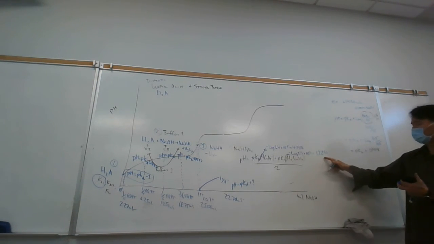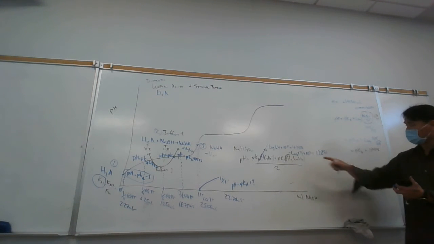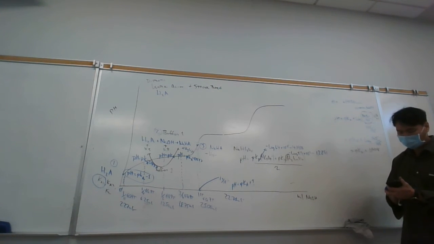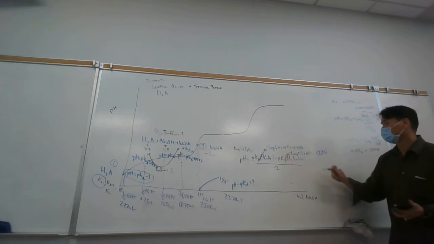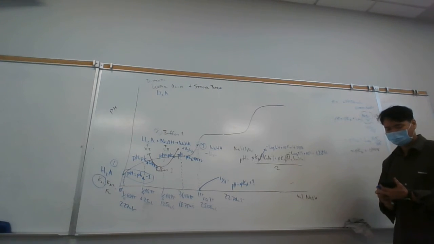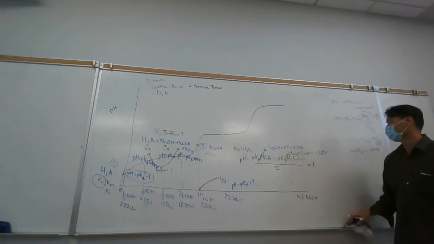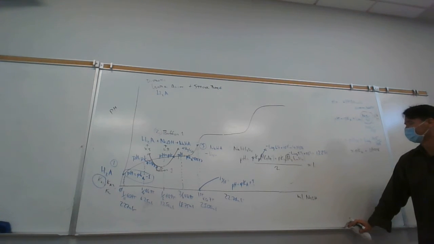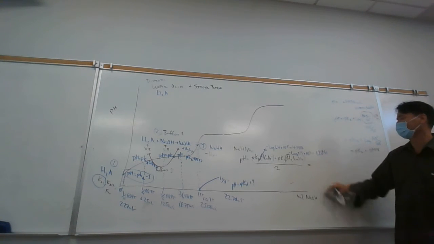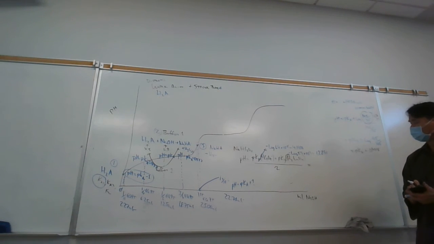So if I take 1.2291 plus 4.1938 divided by 2, that gives me a pH of 1.4823. That can't be right. Let me redo that calculation. Oh, maybe it is right. Let's see. Seems a little small.